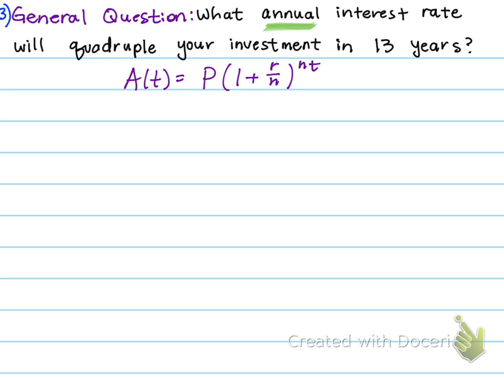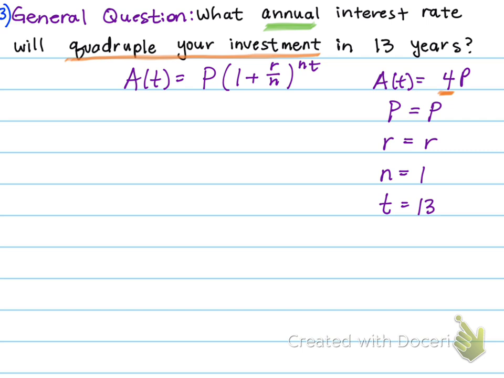Okay, so things that we know. We know that our A of T is going to be 4 times the principal because it said quadruple your investment. Quadruple your investment means 4 times the initial investment. We know P is P. It's the initial investment. It is what you plug in. R is what I'm going to search for. Annual means that N is 1. And T, they told us the amount of years. We got 13. So now we're going to solve for what annual interest rate would quadruple any investment, whatever it is, within 13 years.